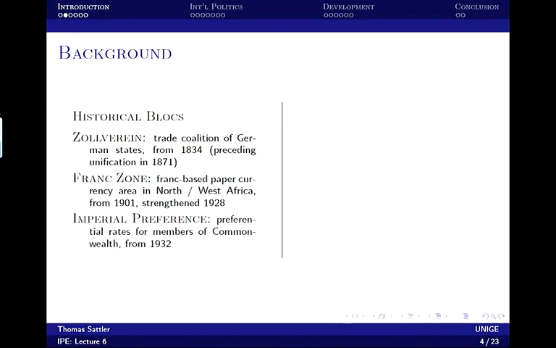I already talked about the imperial preference system, where Britain started to grant preferential rates, preferential tariffs, so lower tariffs, to members of the Commonwealth countries. And that system was established in 1932 during the Great Depression, again with the intention to discriminate against other great powers, also the United States, but Germany and France.